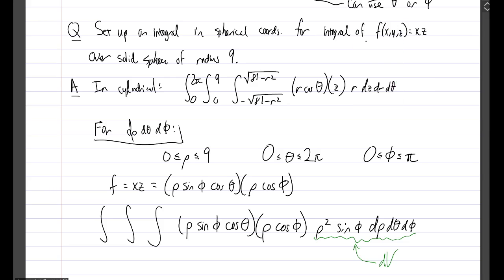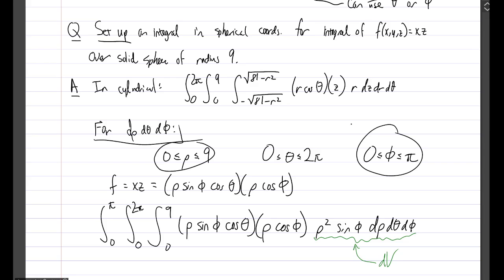So we just need to list bounds for rho on the innermost integral. So looking over here, 0 to 9. Then bounds for theta, 0 to 2 pi. And then finally bounds for phi, 0 to pi. Okay, the question just said set up, so we're actually done.